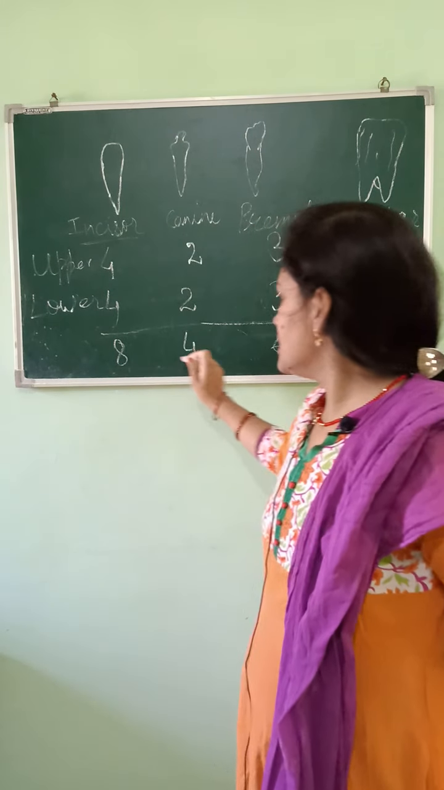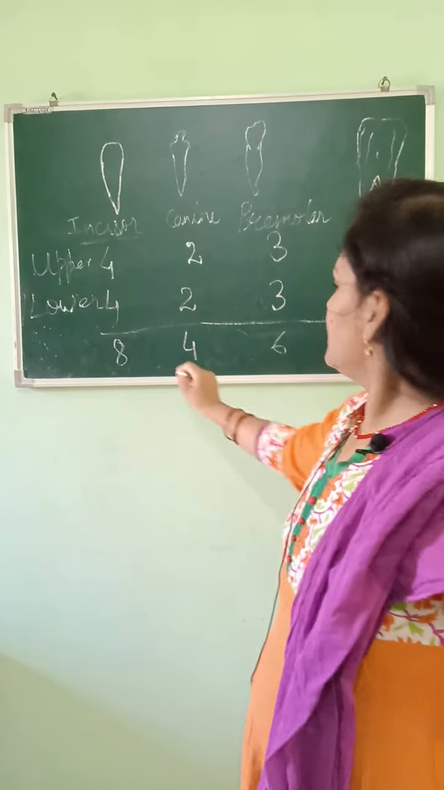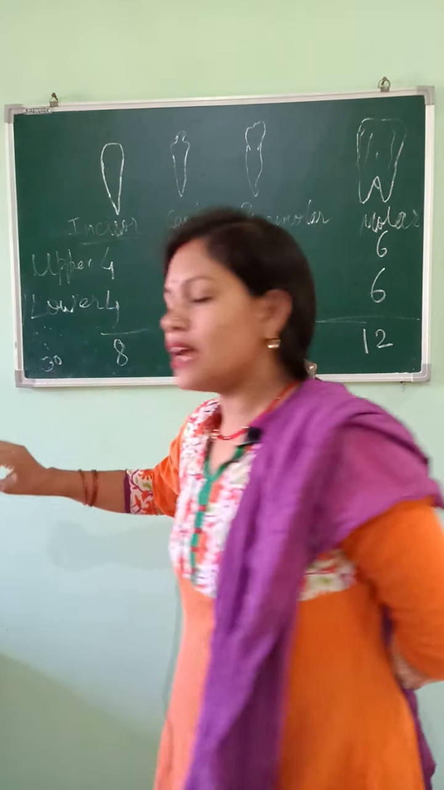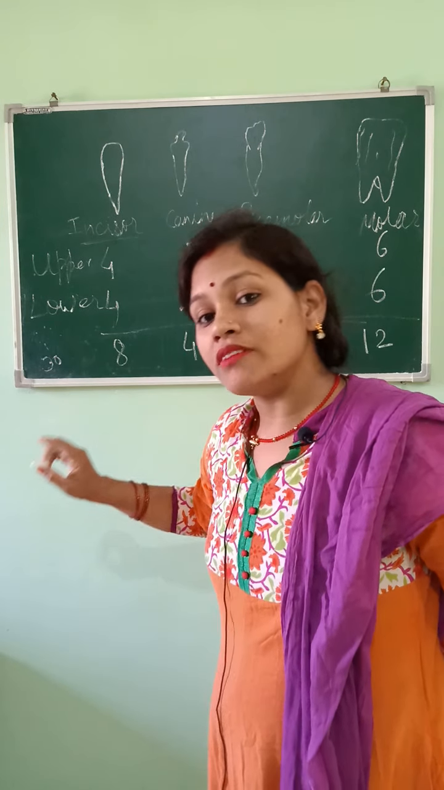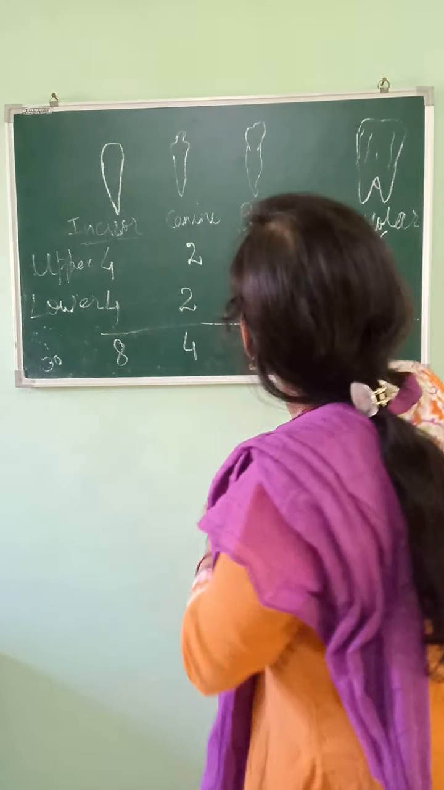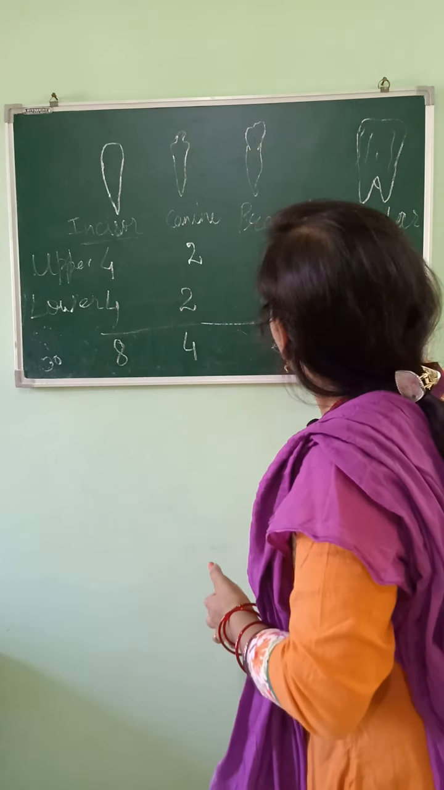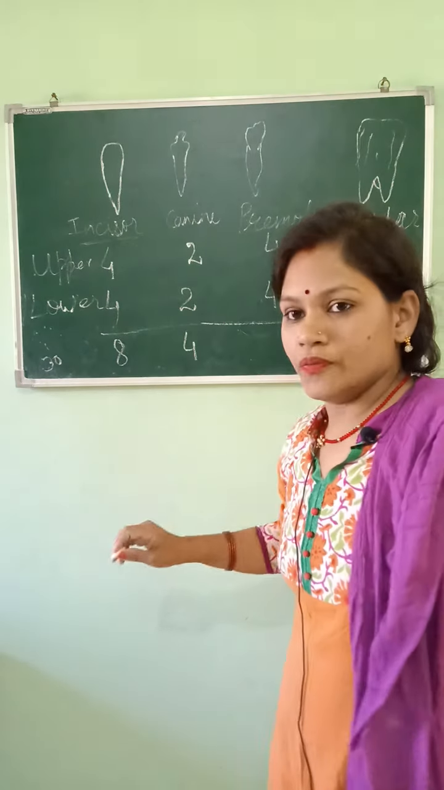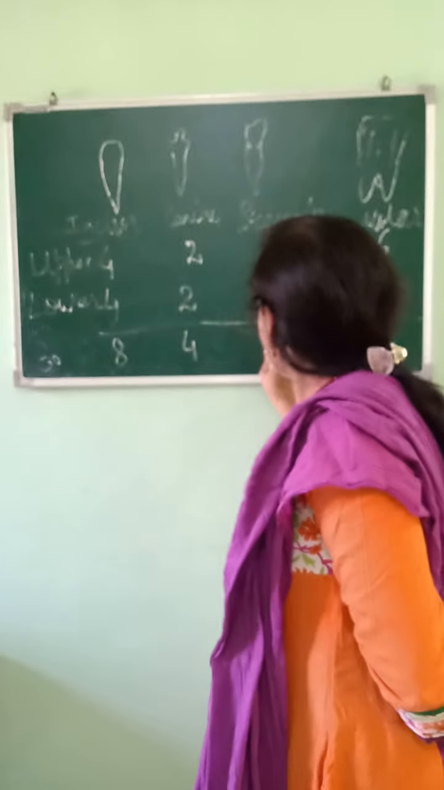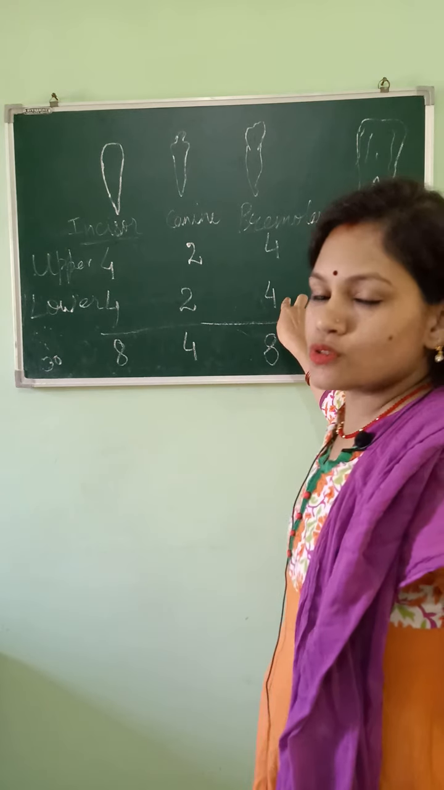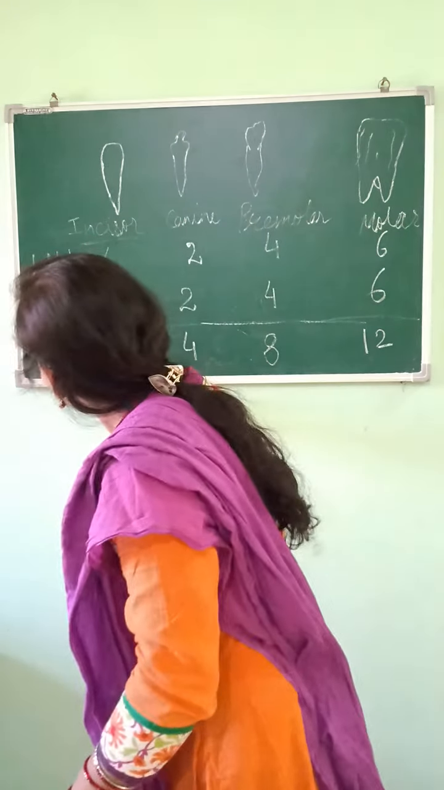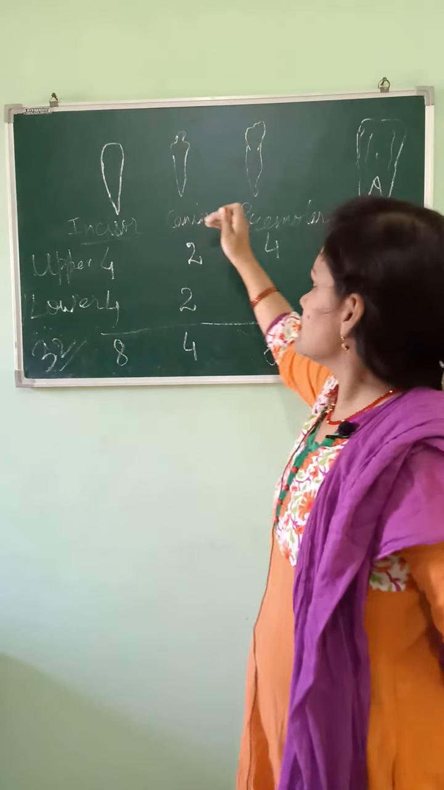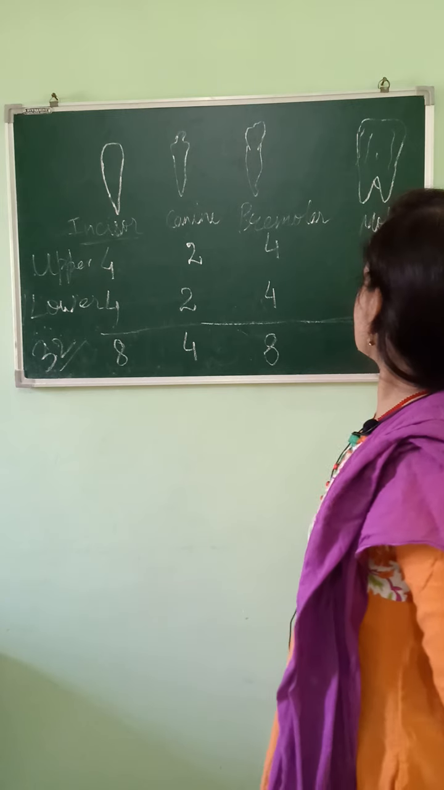When we add all these teeth, how much do we get? We get 30. But do we have 30 sets of teeth? No, we are having 32. Here we are having 4 premolars in each jaw, so here we are getting 8. That time I had written 3, that was not correct. So now we are having 32. Got it? So 4 incisors, 2 canines, 4 premolars, 6 molars.